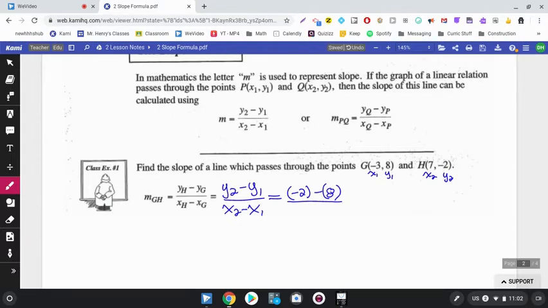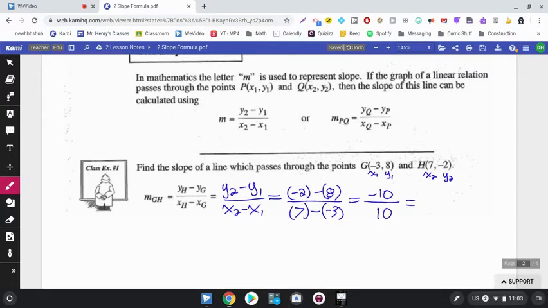Over x2 minus x1, so 7 minus -3. And notice I'm plugging in brackets. That's just going to help if I have any negatives. On top, -2 minus 8 would be -10. You lost $2, you lost 8 more. 7 minus -3 is actually +10. I would add a line, change a sign, or type it into my calculator.